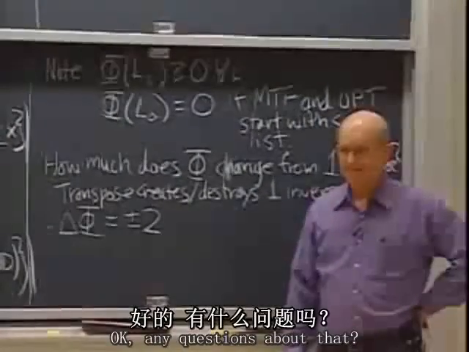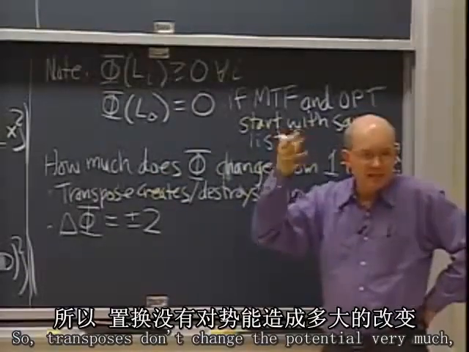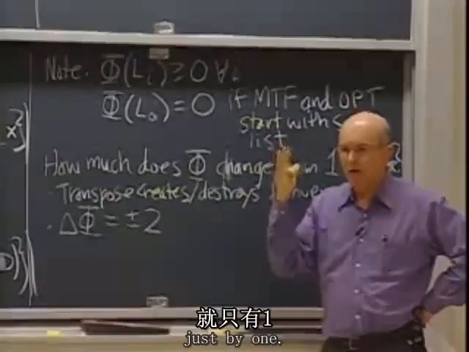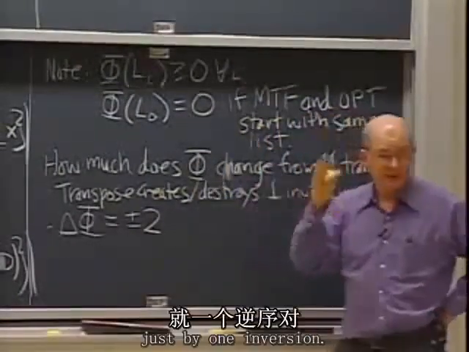Any questions about that? So transposes don't change the potential very much. It either goes up by 2 or down by 2. Just by 1 inversion.